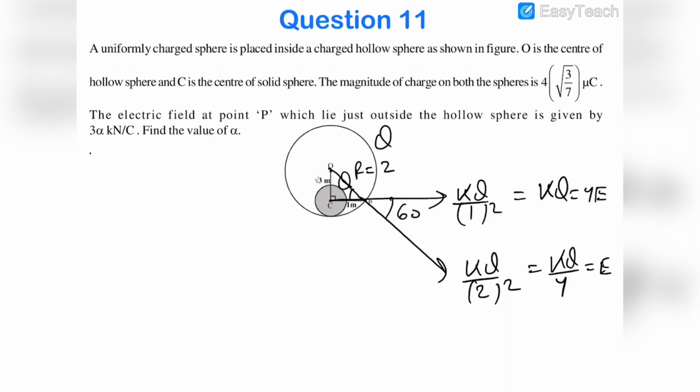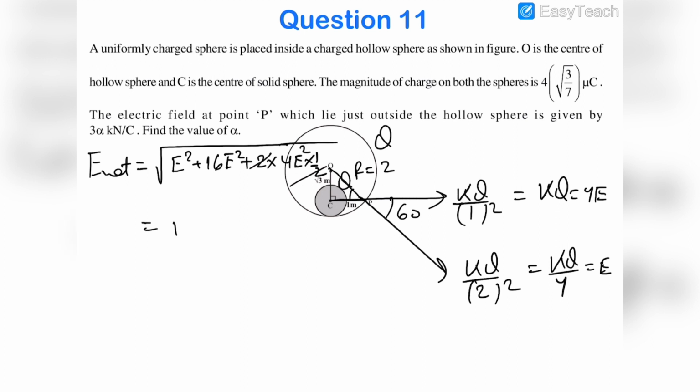So the net electric field at the point P will be under root E square plus 16 E square plus 2 into 4E into 1 by 2. So this will be under root of 21E, and under root of 21E is equal to kq by 4.